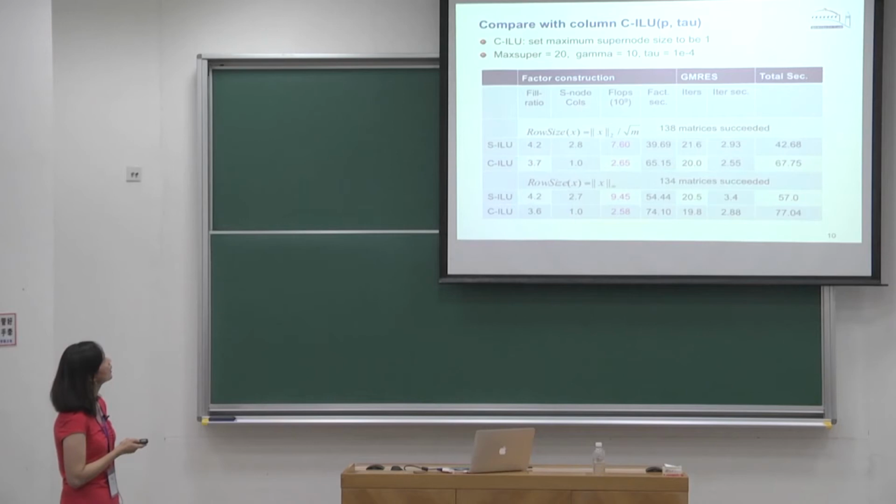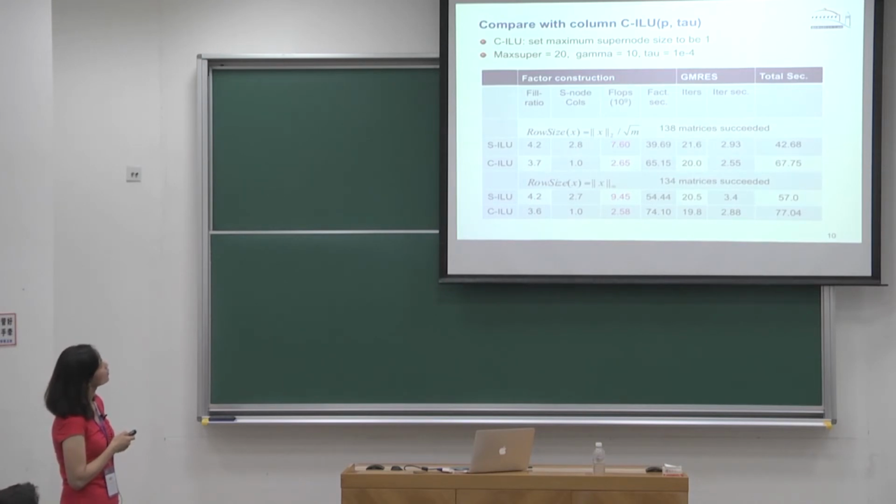What's the improvement? So the first set of examples is where we compare with the column-wise. Remember, now we are doing the supernode, dropping the entire row by certain criteria. And when we compare with the column-wise, it's very simple. We just set a maximum supernode size to be 1. So then the code becomes a column-wise code. So this is the supernode version, C is the column-wise version, and then we look at the 2 different row size criteria, okay? So the factor construction is one criteria, then we look at the GMRES iteration, the total time, the solution time.